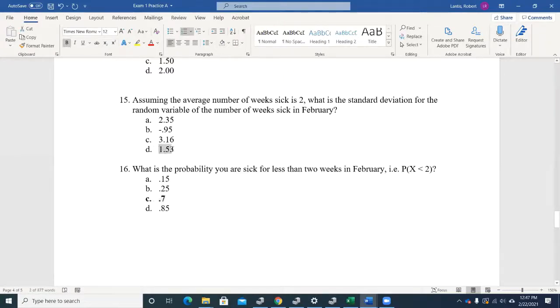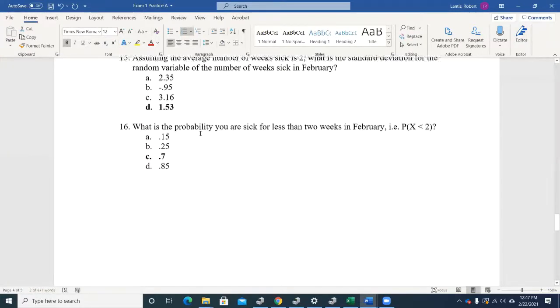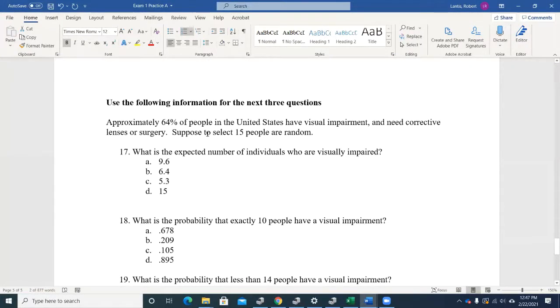We have 0.7 there. You have the answer key, but just to highlight the answers we've been coming up with. So let's say instead I've got this example where 64% of Americans have a visual impairment and they need contacts or surgery or something. Suppose that we select 15 people at random, right? What's the expected number of individuals who are visually impaired? Now, first of all, which of these can you rule out right away? If 64% of people on average have a visual impairment and you're looking at 15 people, what's the expected number of people who are visually impaired? Which of these doesn't make any sense?